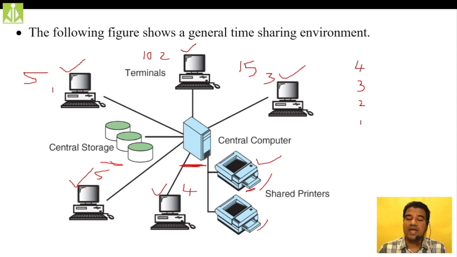So 2 has to wait for 1 to complete its job. And when will 1 complete its job? After 5 minutes. So now, what is 2's waiting time? 1's waiting time is 0, because when 1 started its job, the printer was vacant. So immediately it started and executed its job of 5 minutes, isn't it?